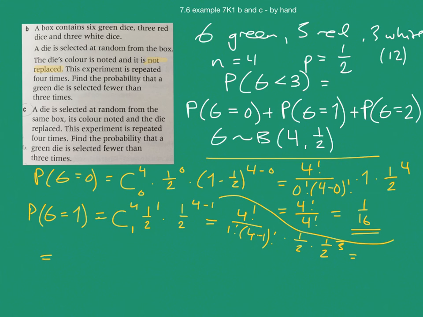we'll need a little bit more space, so I'll just put it over here. 4 factorial, that's 4 times 3 times 2 times 1, and divided by 1 times 3 times 2 times 1, because that's 4 minus 1, that's 3 factorial. So we can strike these out and multiply that with 1/2 and 1/8, because that's 1/2 to the power of 3. So we have 4 divided by 16, which is the same as 1/4.